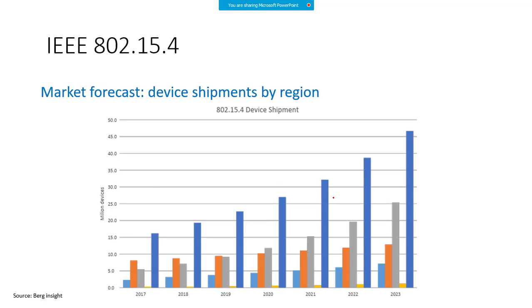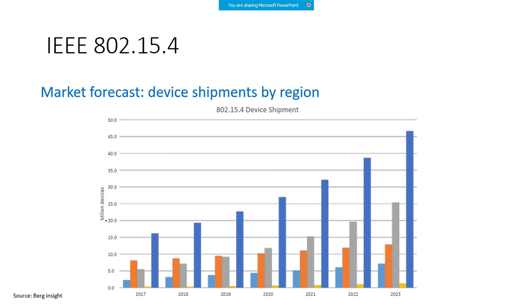So this is the market forecast. You can see the 802.15.4 device shipments, starting from 2017 to 2023, and we are almost here. And this is the mobile devices, and you can see the number of devices.